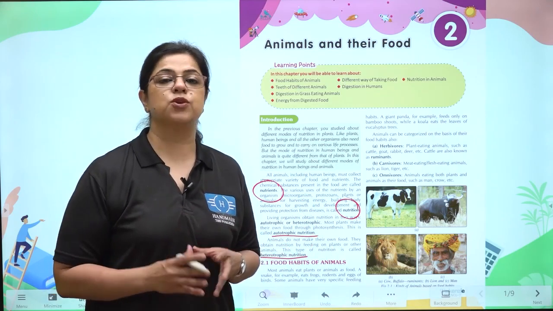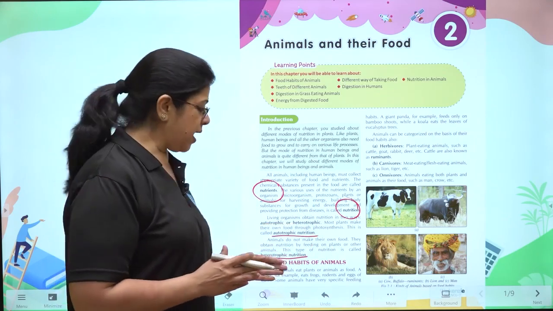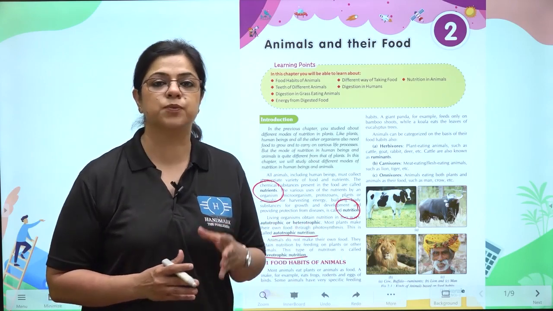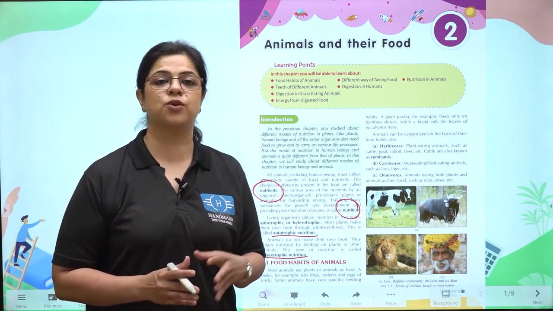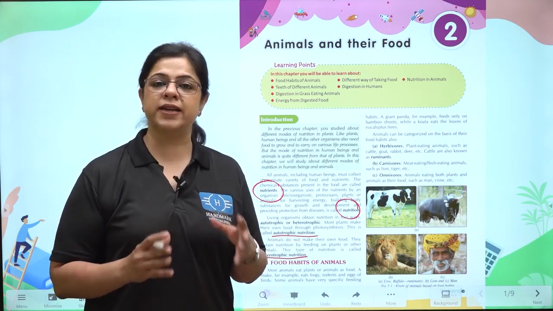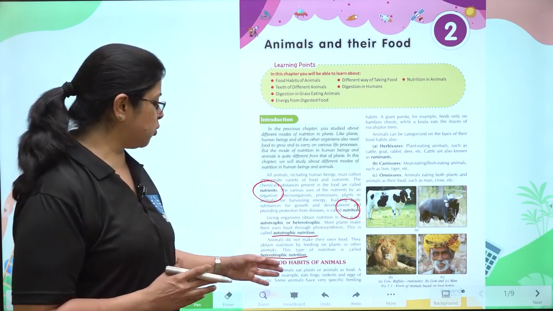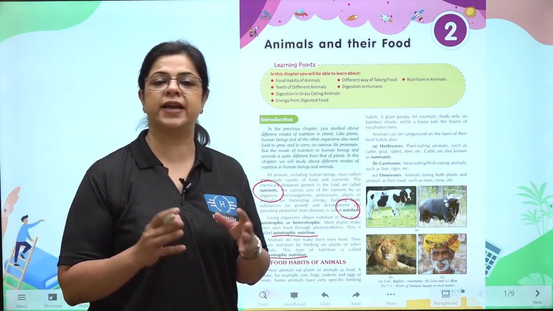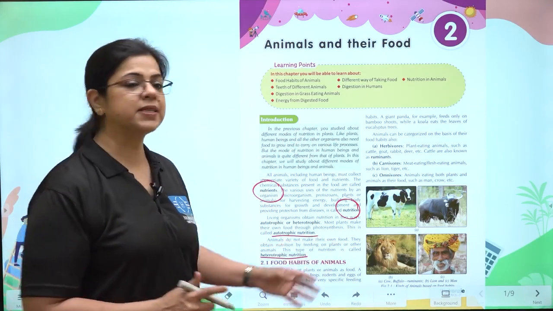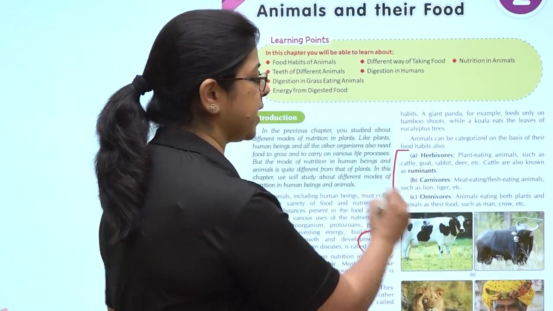Human beings and animals, on the other hand, have a heterotrophic mode of nutrition. Heterotrophic mode of nutrition is where the organism is dependent on other forms of life for gaining energy. Now, let us understand the different modes of heterotrophic nutrition in animals. Based on their eating habits, the animals can be divided into three categories.